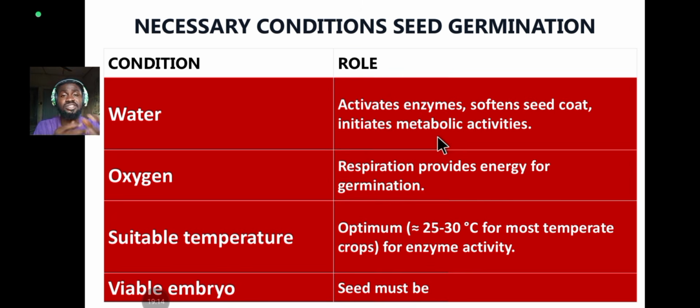Remember, this seed is dry. This seed has been in dormant stage. Okay, the seed has been in dormancy. All right, so the testa has to be what? Softened. Okay, that seed coat is called the testa. That helps to protect the ovule in the seed. All right, and water also initiates what? Metabolic activities in the seed.